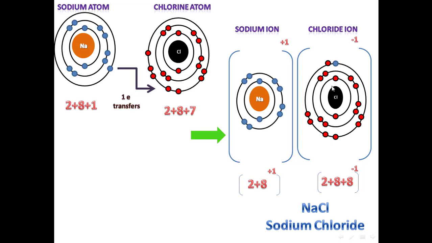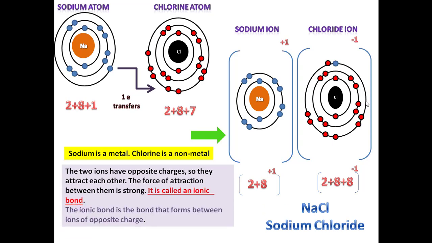And if you ask yourself what is the overall charge of sodium chloride, it will be 0, because you have negative 1 and positive 1, so the overall charge is 0. So sodium here is a metal, chlorine is a non-metal. Okay, we have two opposite charges, so they attract each other. So the force here is electrostatic force, or the force of attraction. And here we have ionic bond.